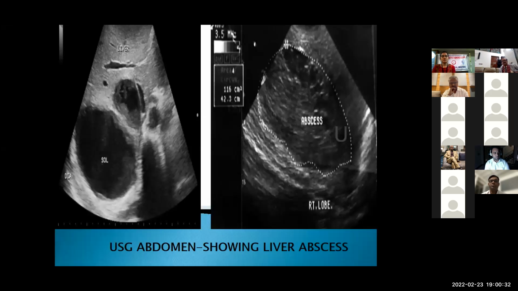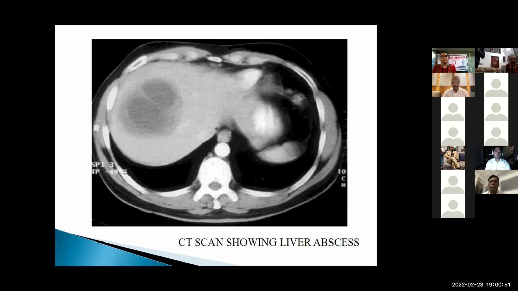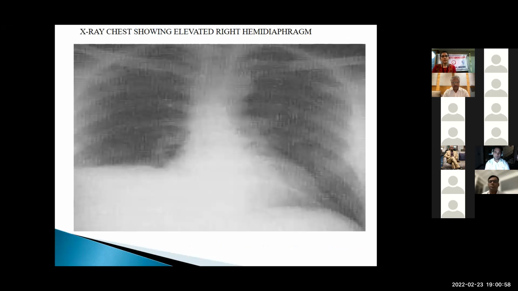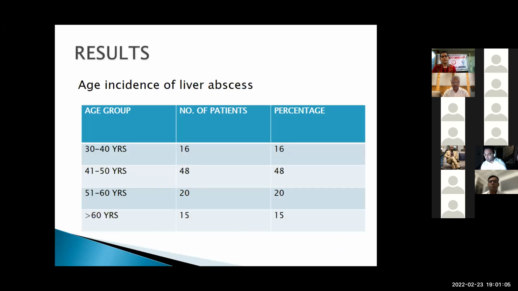Here we can see in the first picture multiple liver abscesses in the right lobe of the liver, with a hypoechoic space occupying lesion in the right lobe with multiple internal echoes. In the second picture, we can see the solitary liver abscess in the right lobe of the liver, a hypoechoic collection. In the next picture, which is a CT scan of the abdomen and pelvis, we can see a hypoattenuating lesion in the right lobe of the liver. This X-ray, posterior anterior view of the chest, shows the elevated right hemidiaphragm due to the liver abscess.